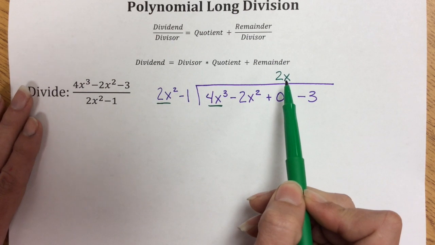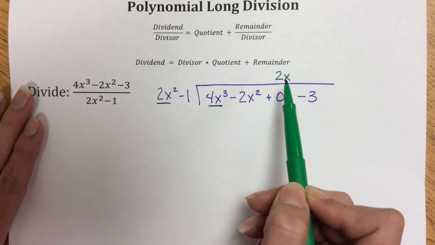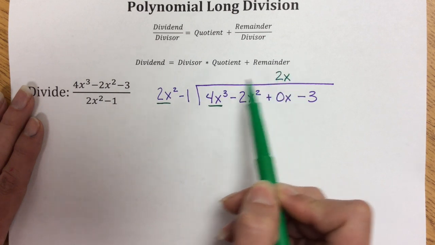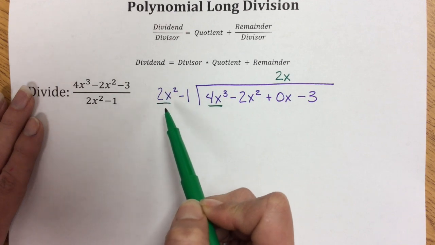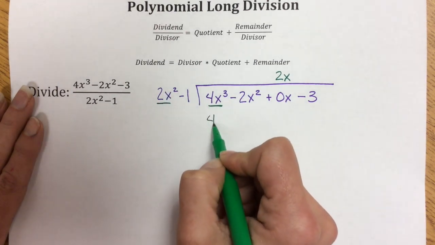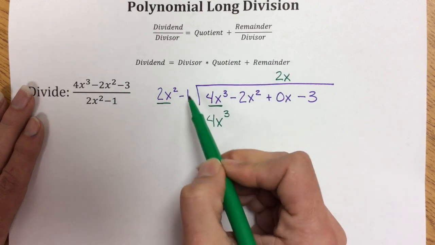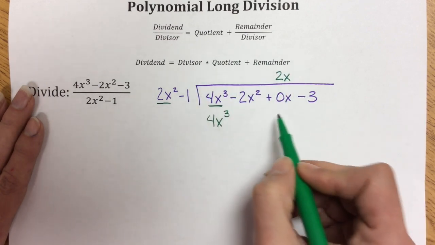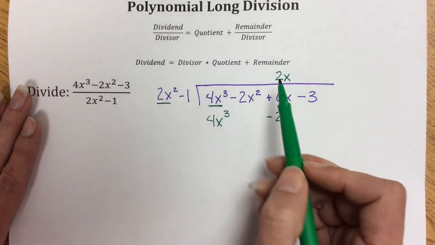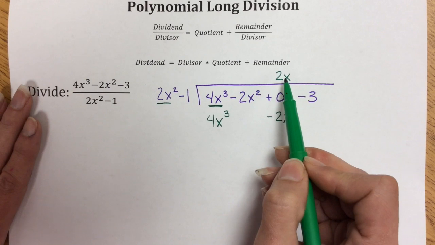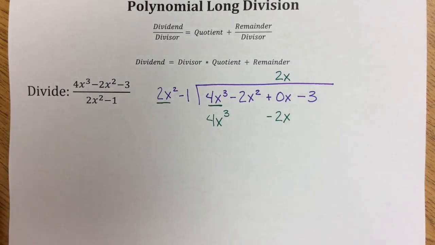Once you have chosen, now you want to actually multiply. So here we go. We're going to take 2x and we're going to multiply it by everything. 2x times 2x squared is 4x cubed. 2x times negative 1 is negative 2x. Make sure you multiply what you put up here by everything listed here. You're going to distribute it.